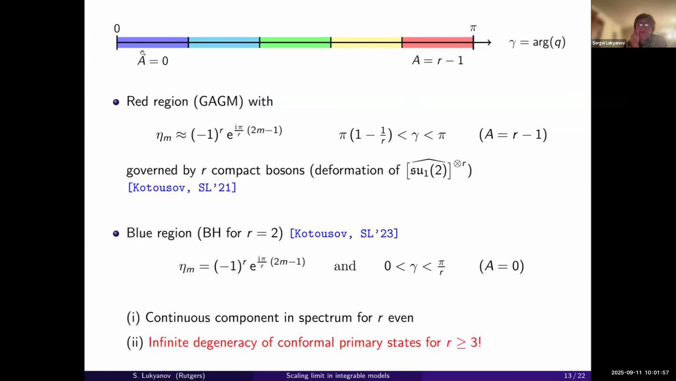Then the most interesting domain is the blue one near the point gamma equals 0. In this case, it's similar to the black hole domain. I believe it's the most interesting, and a lot of interesting phenomena happen here. In particular, for even R, the conformal field theory contains a continuous component, and also, remarkably, each conformal primary state in this conformal field theory is infinitely degenerate. So this is also quite unusual.